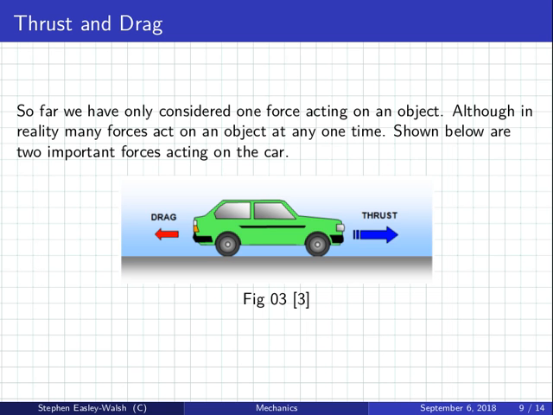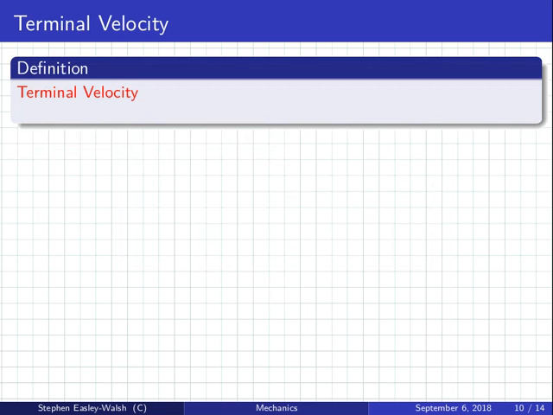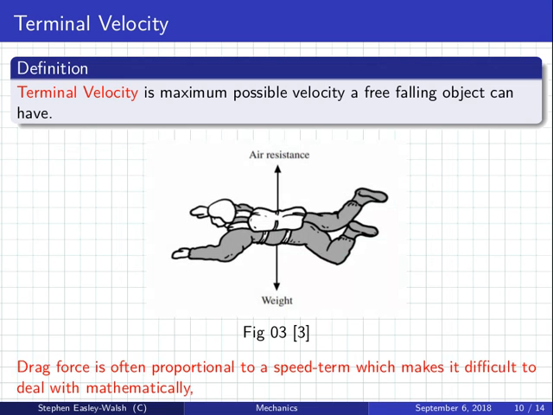Got that? Now, we have this next concept called terminal velocity, and this is actually the maximum speed a falling object can have, and here's a picture of it. So what happens is he jumps out of the plane, and he travels faster and faster and faster, but then at one point he has a maximum speed. Now he's still falling, of course, but he's not getting faster.